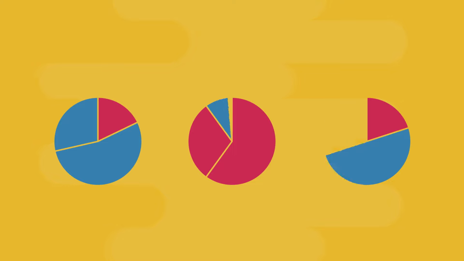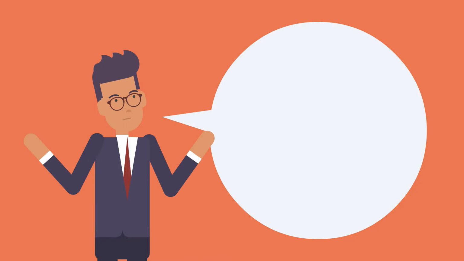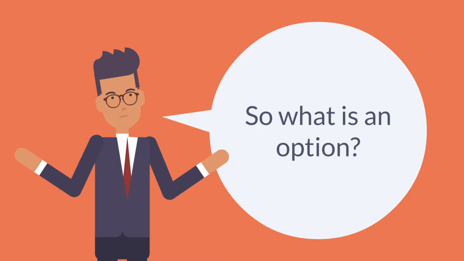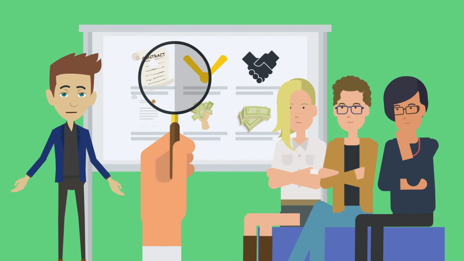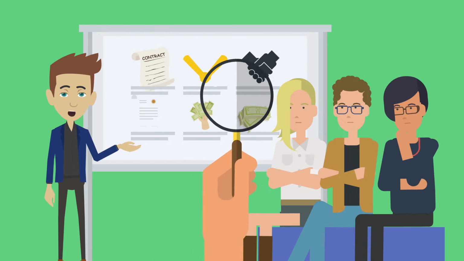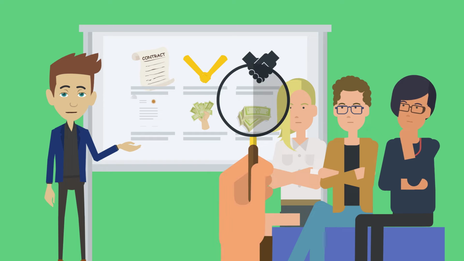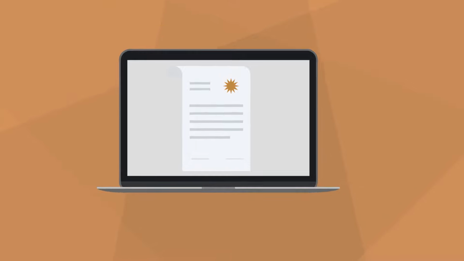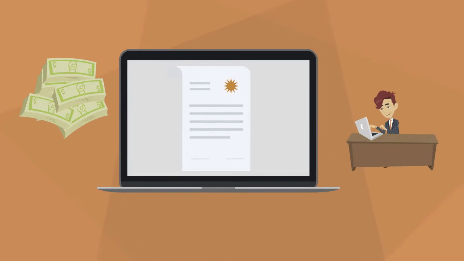Today we're going to discuss the basic definition of options. So what is an option? An option is a contract that you can purchase that gives you the right to buy or sell stock at an agreed price on or before a particular date. You can also sell an option contract that would allow you to sell that same right to someone else and collect a premium for that contract.